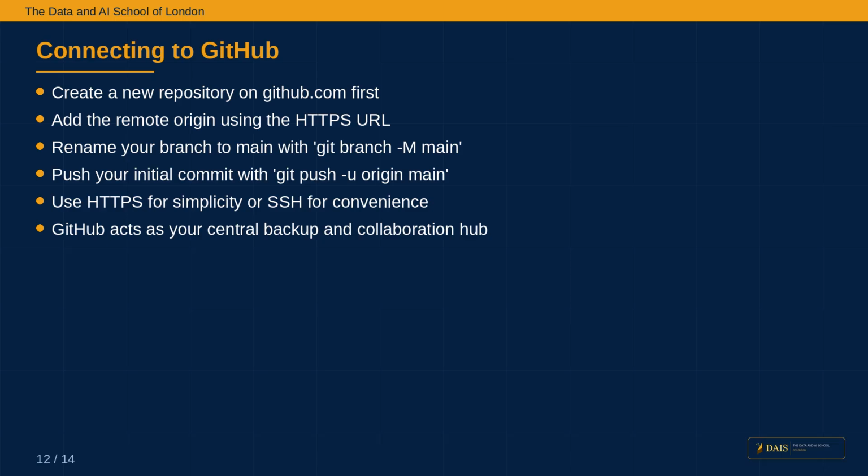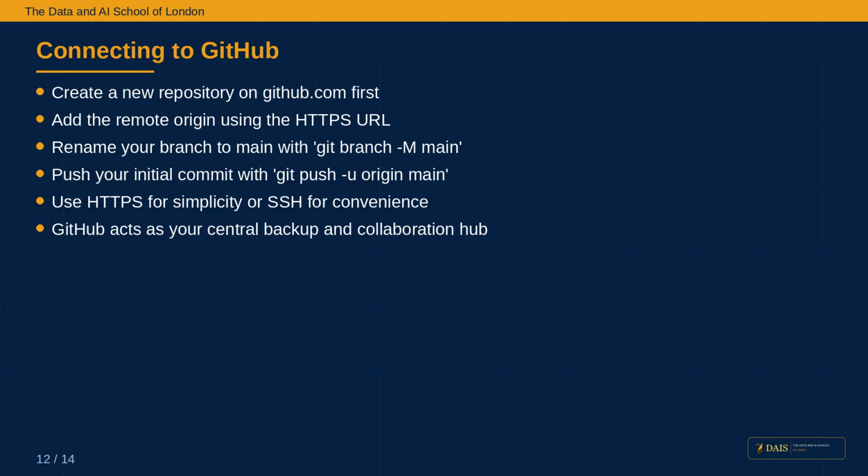Once your local repository is initialized and your .gitignore is in place, connect it to GitHub. Create a new empty repository on github.com first, without initializing it with a README, since you already have local files. Copy the HTTPS URL and run git remote add origin, followed by that URL. Then rename your local branch to main and push. The -u flag on that first push sets the upstream tracking, so subsequent pushes simply require git push.